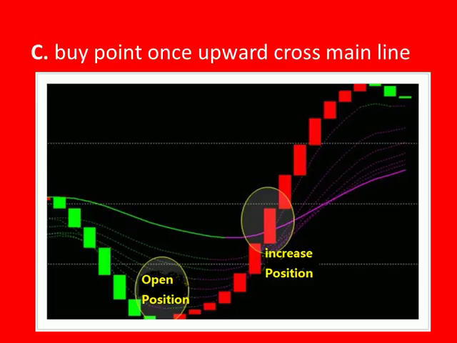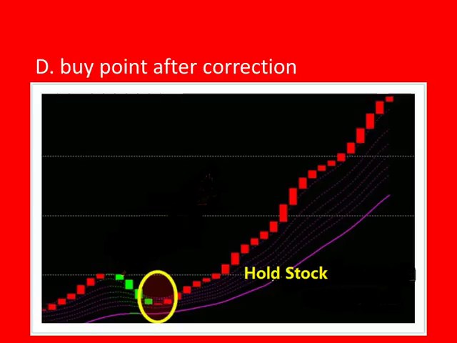Okay, the last one. Buy point after correction. What's the buy point after correction? Okay, so let's see this one. Green turn to the red candlestick. So we can see green turn to the red. You can consider to buy because the trend is uptrend. The primary trend is uptrend. So you can buy, then hold your stock. Okay, so this is the buy point after correction.